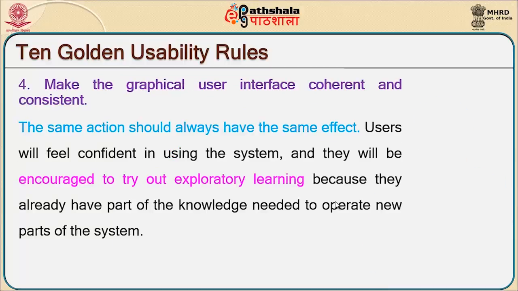Rule 4. Make the graphical user interface coherent and consistent. So this is what has to be given more importance when designing the usability of any specific design. The same action should always have the same effect. Users will feel confident in using the system and they will feel encouraged to try out exploratory learning because they already have part of the knowledge needed to operate new parts of the system. So they wish to have the iterative nature of what they wish to create, and the system needs to be very consistent till the end.